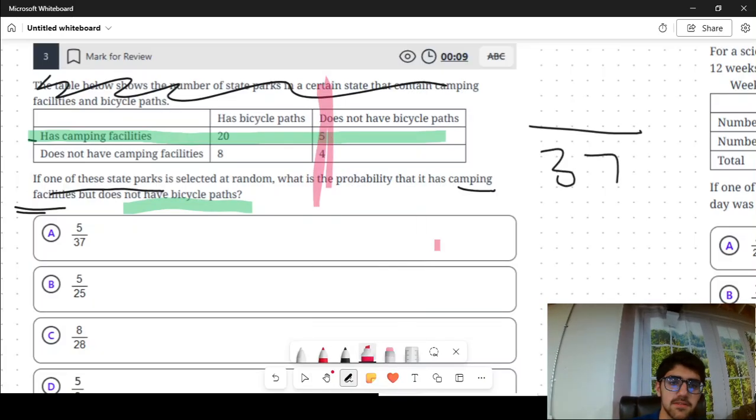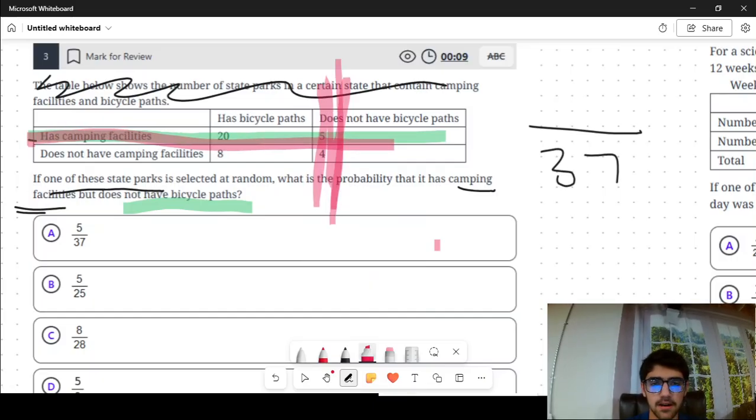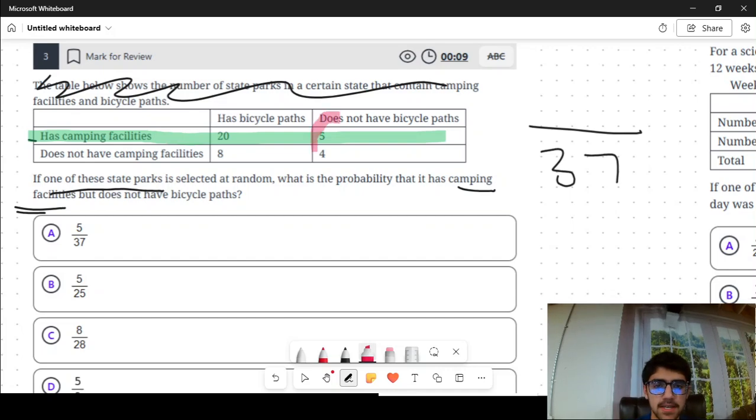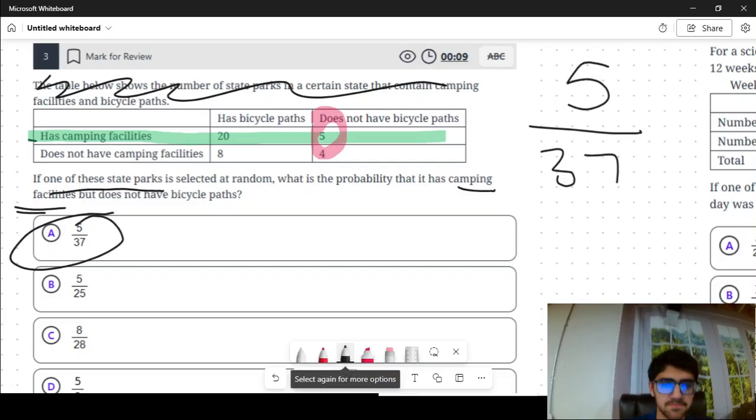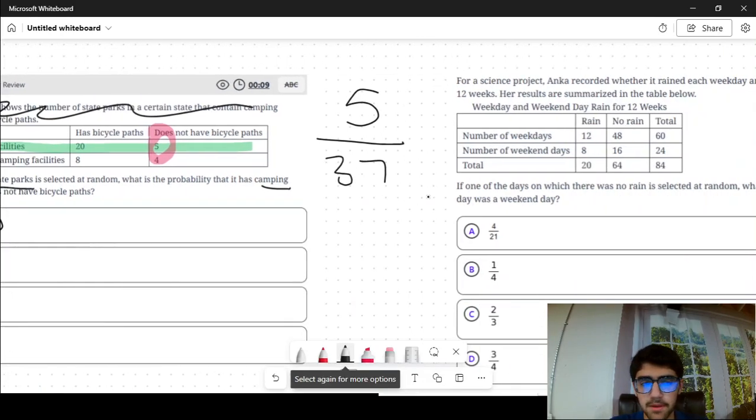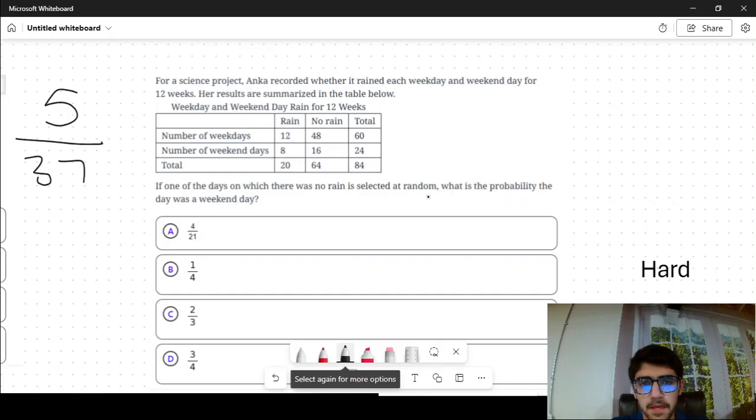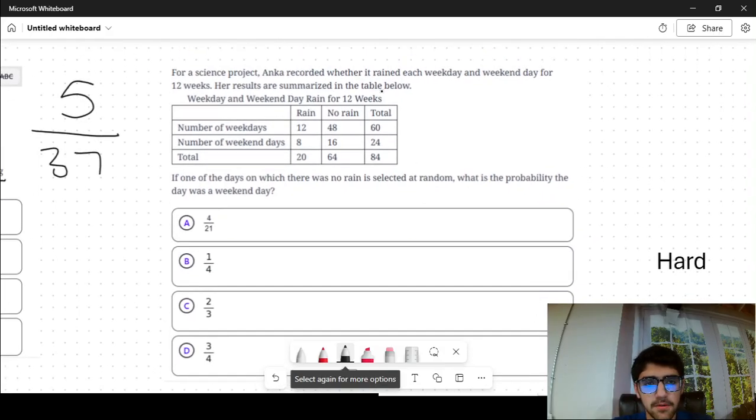I don't know if my way is confusing, but basically, look at this. It has camping facilities, and it does not have bicycle paths, so there's 5 of the state parks like that. So the answer is 5/37, which is option A. Again, if anything is confusing, just let me know in the comments, and I'll try to re-explain it, or maybe even make a whole video about it. So let's move on to the second one.